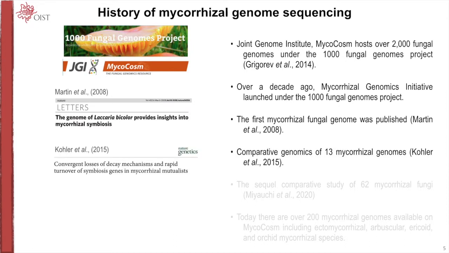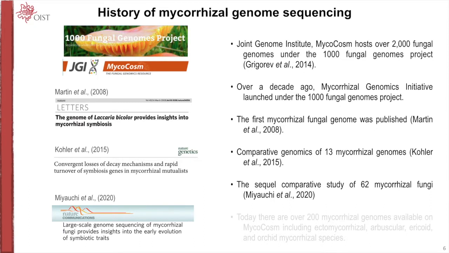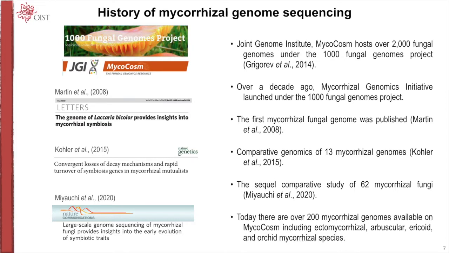In 2015, comparative genomics of 30 mycorrhizal genomes was published. In 2020, the sequel comparative study of 62 mycorrhizal fungi was published. Today, there are over 200 mycorrhizal genomes available on MycoCosm, including ectomycorrhizal, arbuscular, ericoid, and orchid mycorrhizal species.